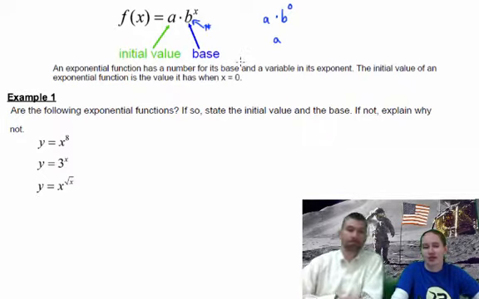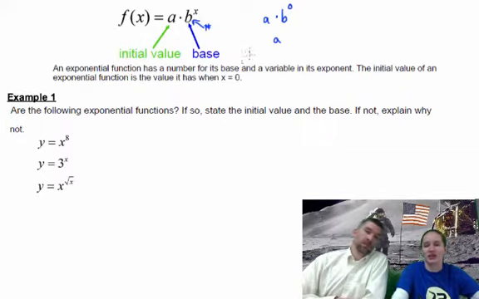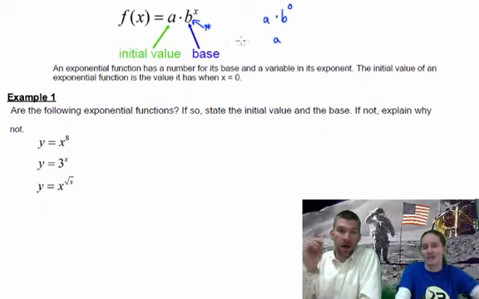Just 1. So example 1: are the following exponential functions? If so, state the initial value and the base. If not, explain why not.